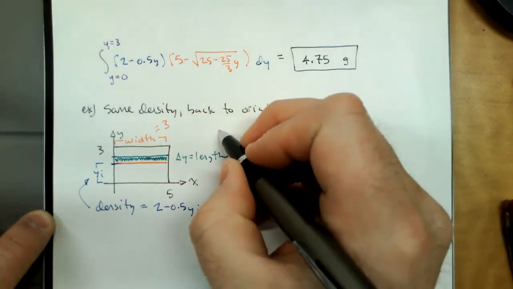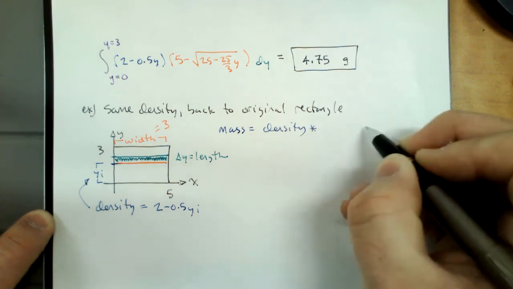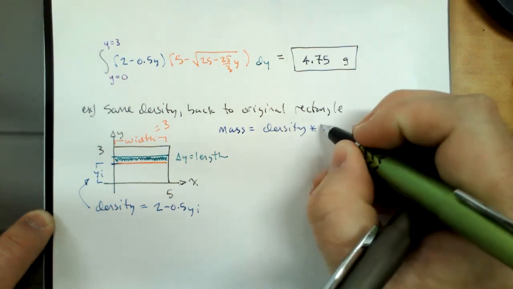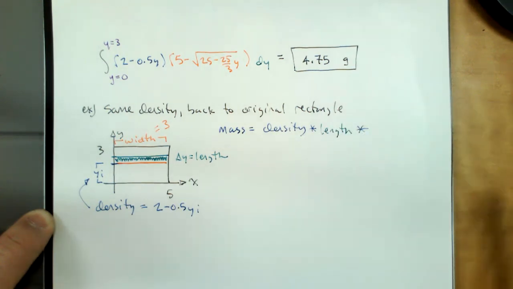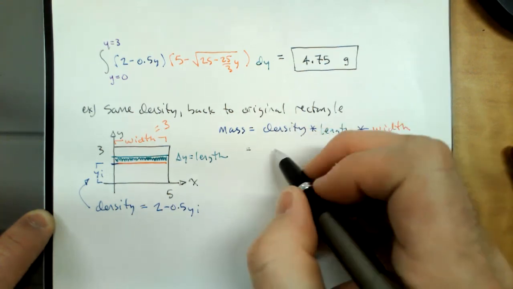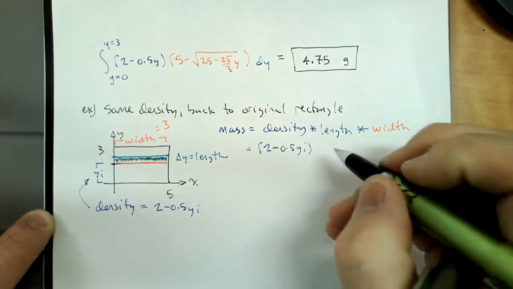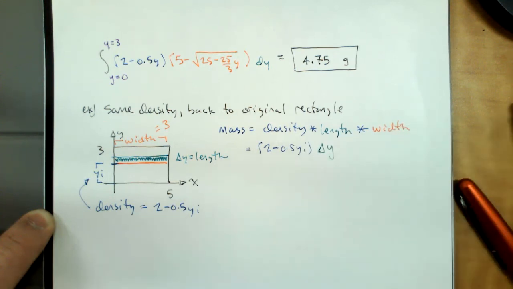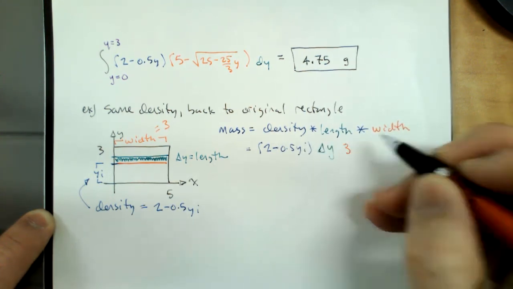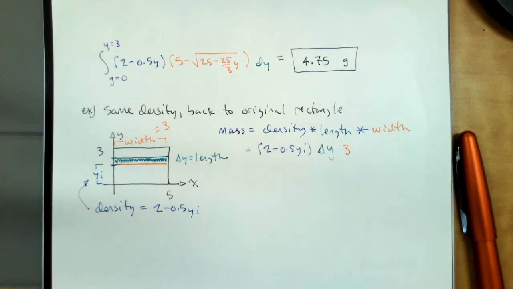So the mass of the slice, which is density, length, and width. Our density is still our same variable y density, 2 minus 0.5y. Our length is the delta variable now. And the width is a constant 3. So instead of having this weird line minus parabola width that we had in that problem when we first switched the density, now our width is a constant 3.